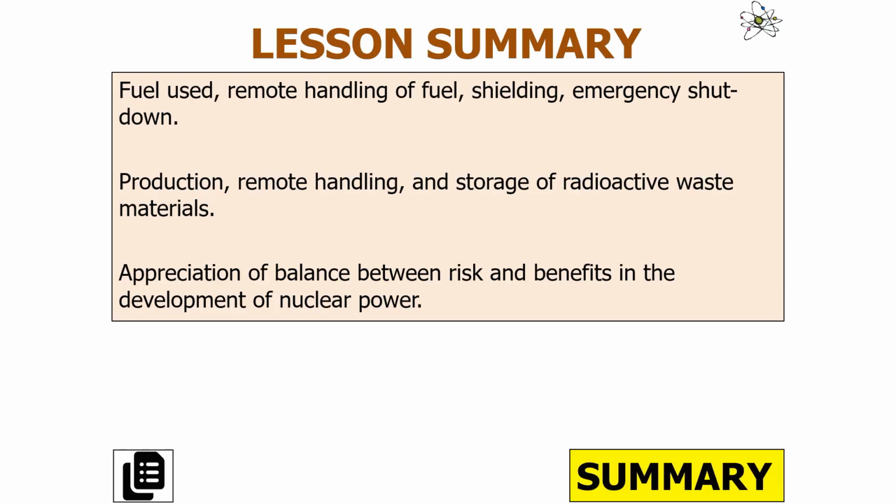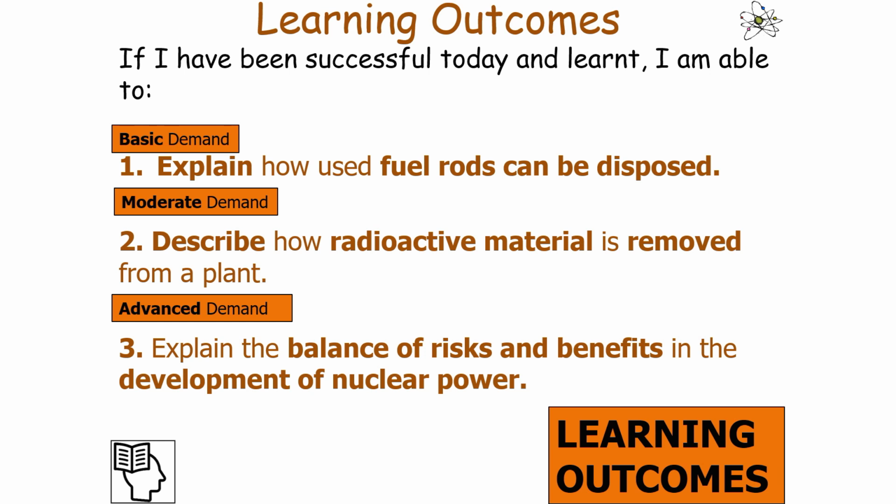So to summarise what we've looked at in today's lesson, we should be able to understand the fuel used, the remote handling of fuel, shielding and the emergency shutdown procedure, understand the production, remote handling and the storage of radioactive waste materials, and have an appreciation of the balance between the risks and the benefits in the development of nuclear power. So if we've been successful and learnt in this lesson, we'll be able to explain how fuel rods can be disposed of, describe how radioactive material is removed from a reactor, and explain the balance of risks and benefits in the development of nuclear power.